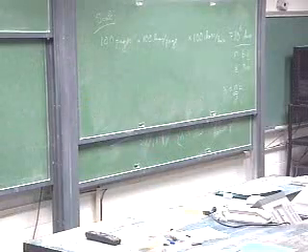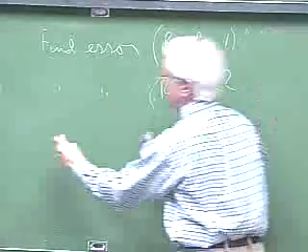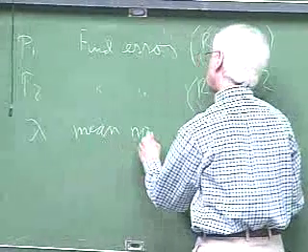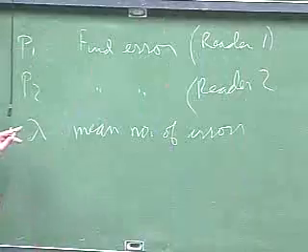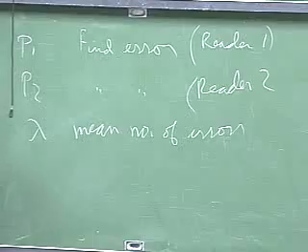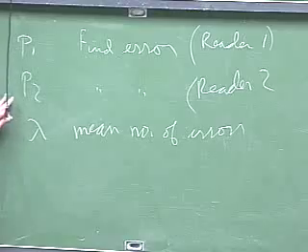So you have proofreader 1 is going to find an error with some probability p1, and proofreader 2 finds an error with probability p2. This is reader 1 and reader 2. And there's a lambda, the rate of errors, the mean number of errors. So our model is the errors are Poisson distributed with some mean lambda, and each proofreader is a kind of binomial error finder, with these probabilities of finding it.